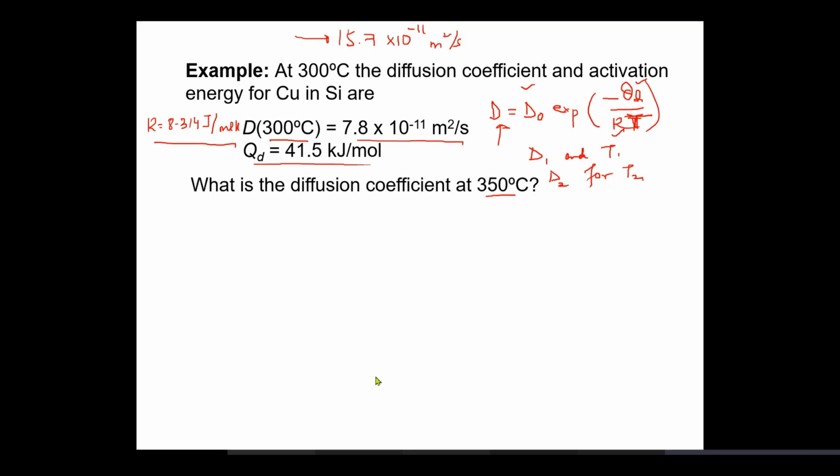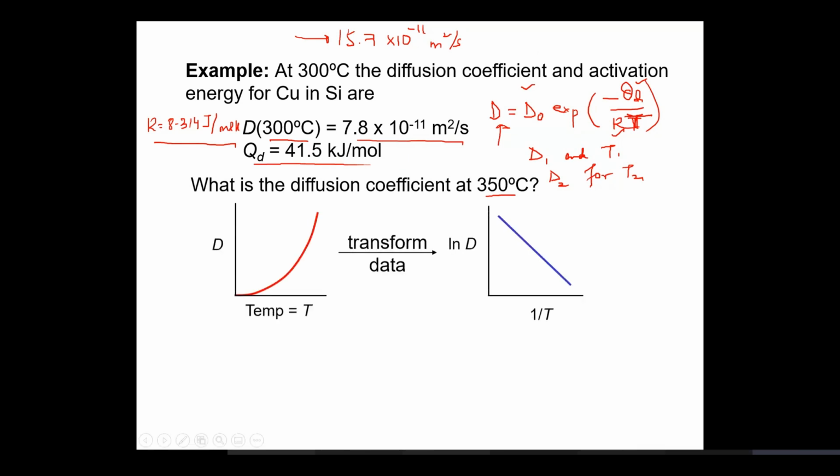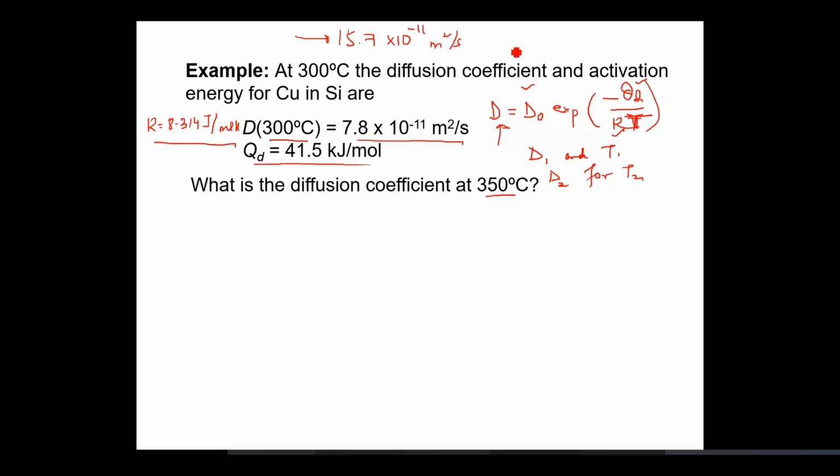Sir, 15.6 into 10 to the power minus 11 meters square per second. All right, I've got another answer, 15.6 into 10 to the power minus 11 meter square per second. It's almost a similar answer. Anybody who has got a different answer? No?